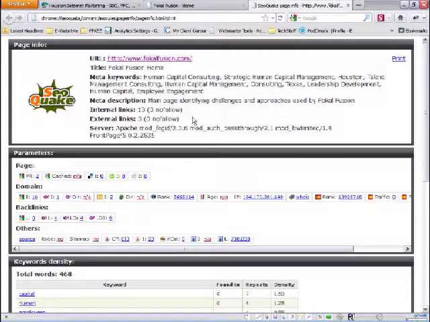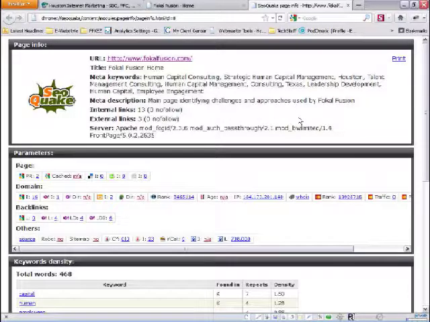Remember, the meta tag keywords are not that important, at least not to Google. What is important is your meta description. It looks like a default description. Something like, main page identifying challenges and approaches. I think in this is your opportunity.